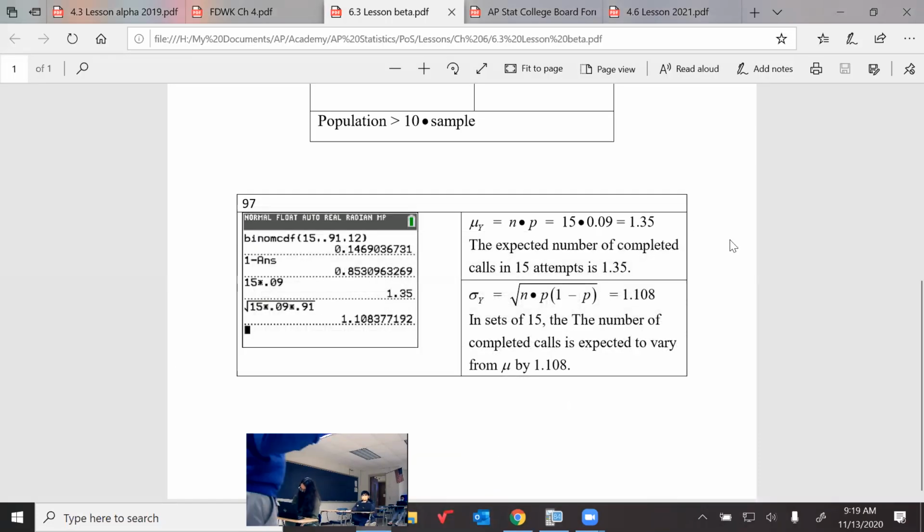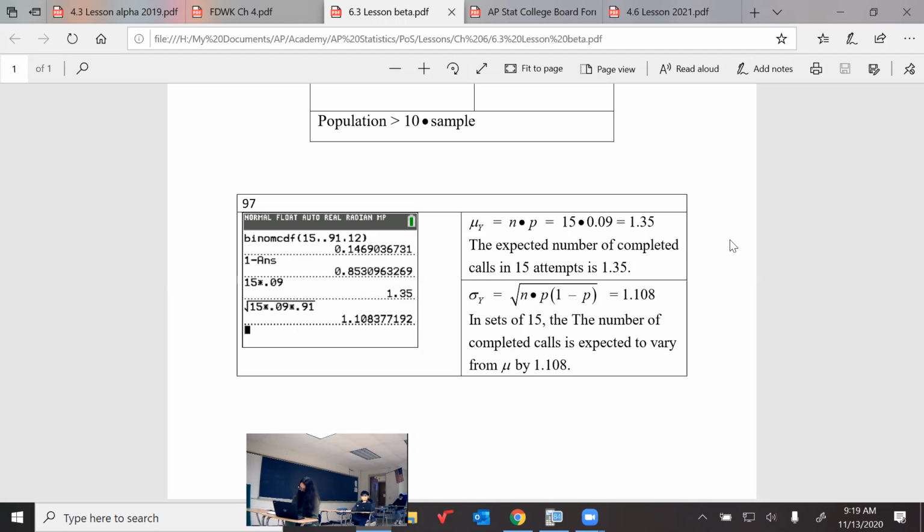What's the expected number? Well, what's the center of this thing? Now we're switching. We want the expected number. You've got to be careful, because B asks to interpret X. And X, when you go to the question, is the number of calls that are completed. So now we're going to switch to the probability of success being 9%. So it's N times P, 15 calls times 9%. We expect 1.35 calls to be completed.